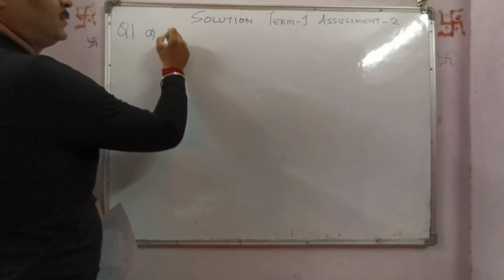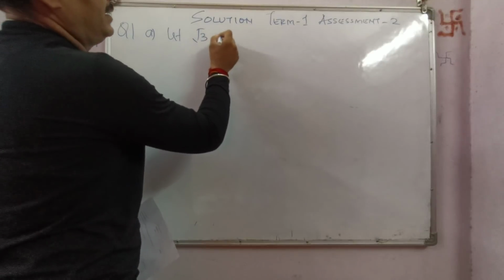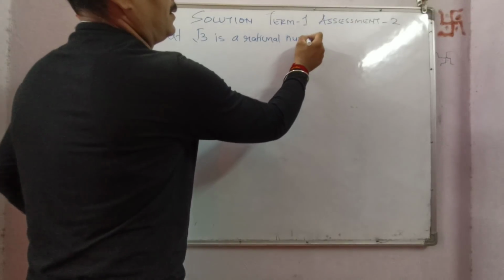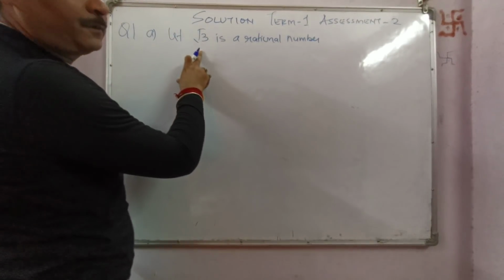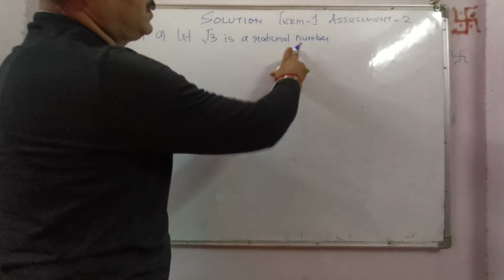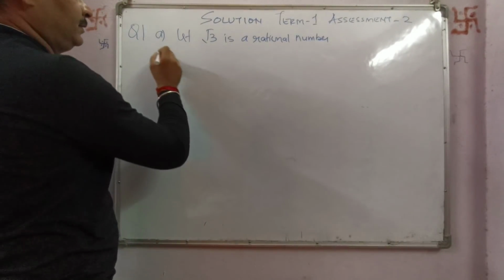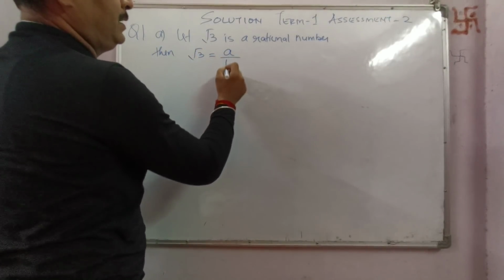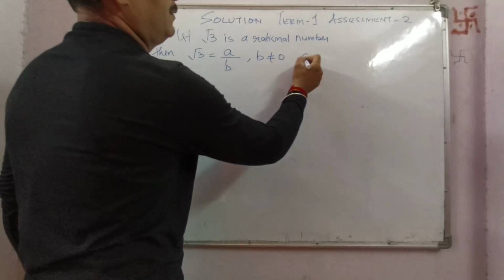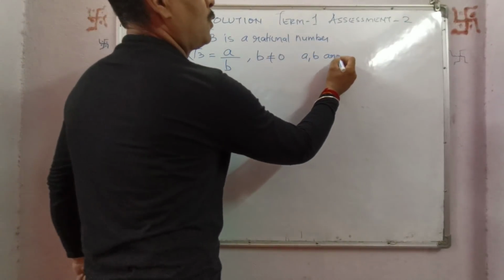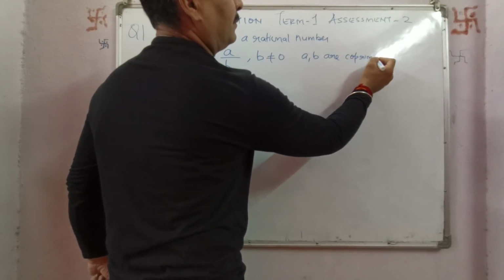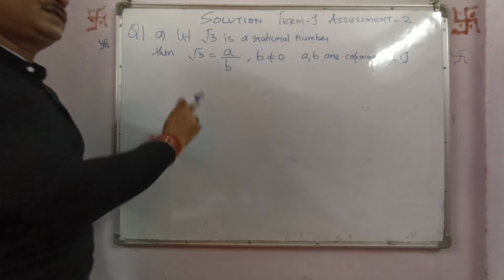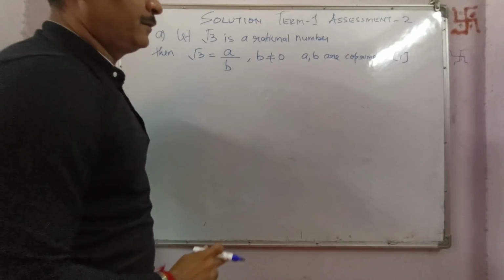Okay, so we'll suppose let root 3 is a rational number. This is a contradiction because we have to prove that root 3 is an irrational number. So we have supposed that root 3 is a rational number. Then root 3 can be represented as a by b, where b is not equal to 0 and a and b are co-primes. So 1 mark for this statement. If you miss either of the points, then you will not get 1 mark for that.